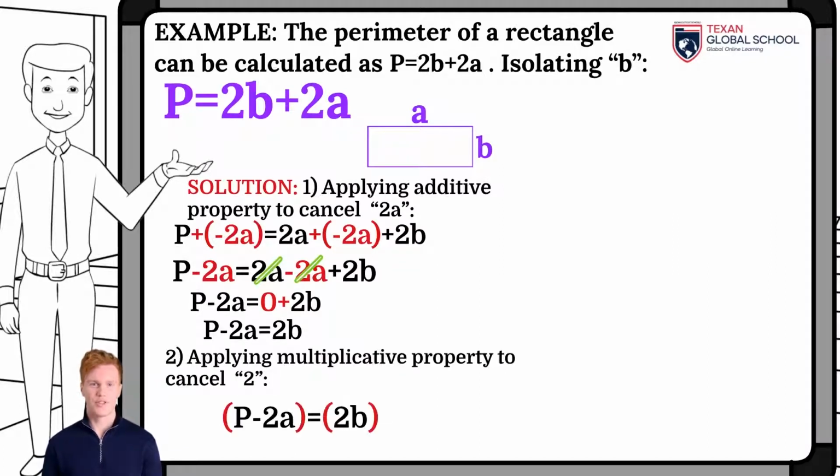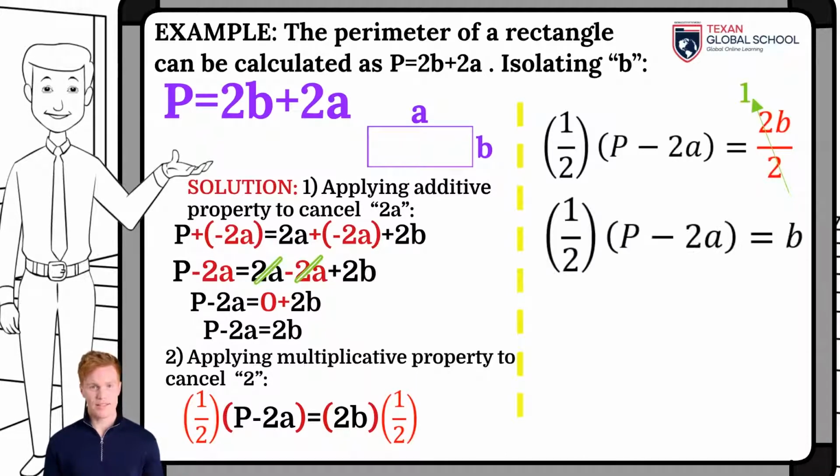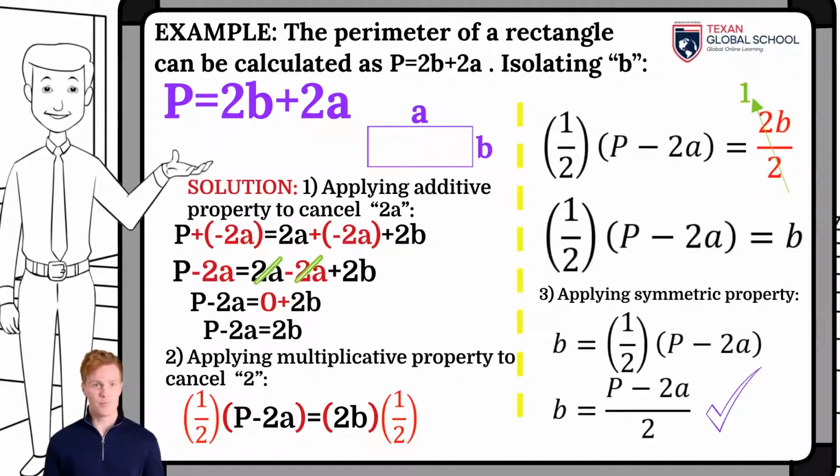Now to remove the 2 from the right side, we will multiply by its multiplicative inverse, 1 over 2, on both sides. When making the products, we see that the 2 of the right member is cancelled, isolating b. Finally, we apply the symmetric property, obtaining that b is equal to half the difference between the perimeter with the double of side a.